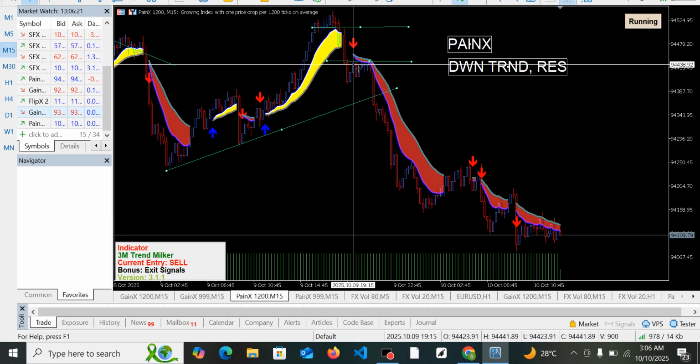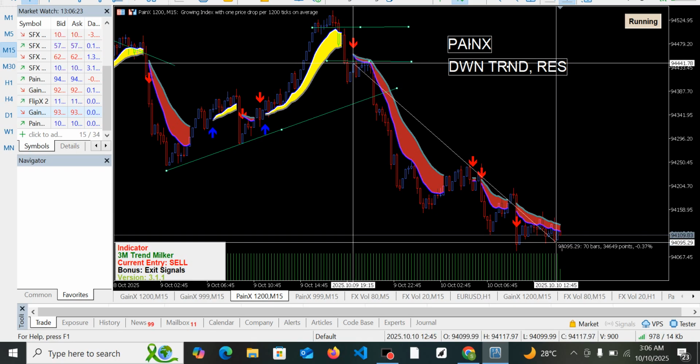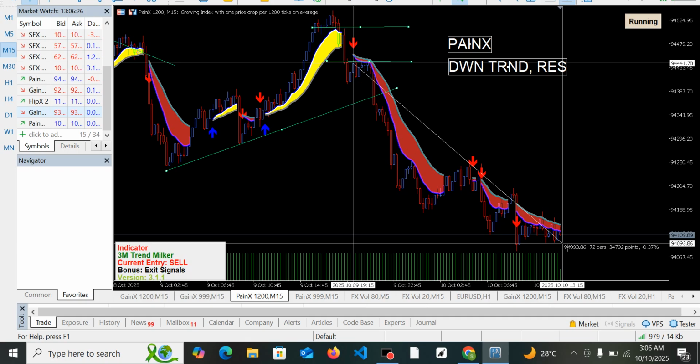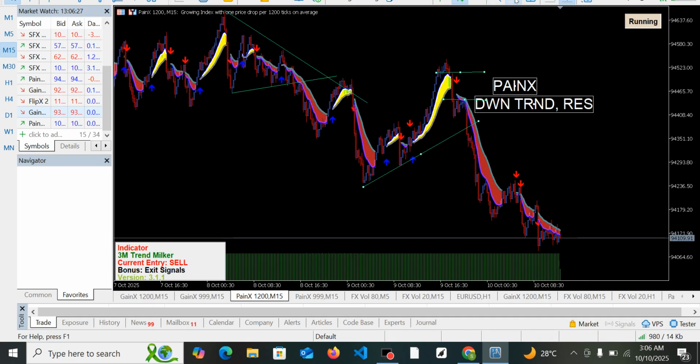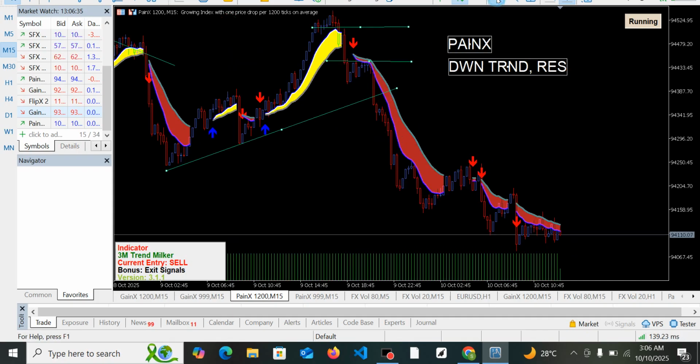This is still very much on a downtrend. This is Paynex 1200. You guys can go back to your chart and confirm this. You can see this is so beautiful and so unique. Anyone can easily do this. So that's so amazing.